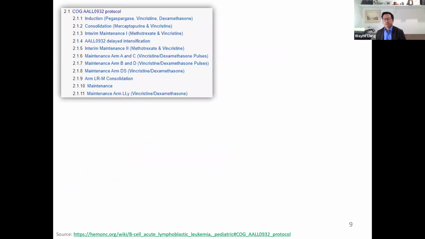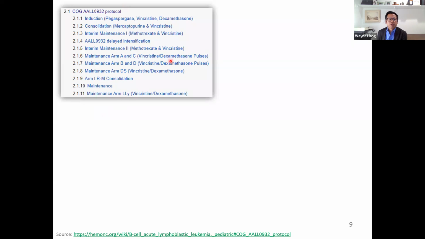Another example of a cancer treatment regimen. This one's fairly complex. So complex I can't really show you all of it by screenshots, given that it just doesn't fit on the screen. The COG, Children's Oncology Group AALL0932 protocol, which is a protocol for treating childhood standard-risk B leukemia, contains several different phases, including induction, consolidation, interim maintenance, intensification, interim maintenance 2, and then some type of maintenance arm. And this is given over a course of about 2.5 years.